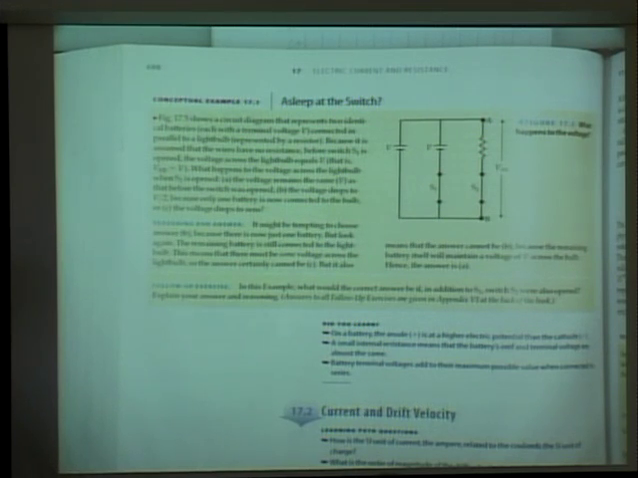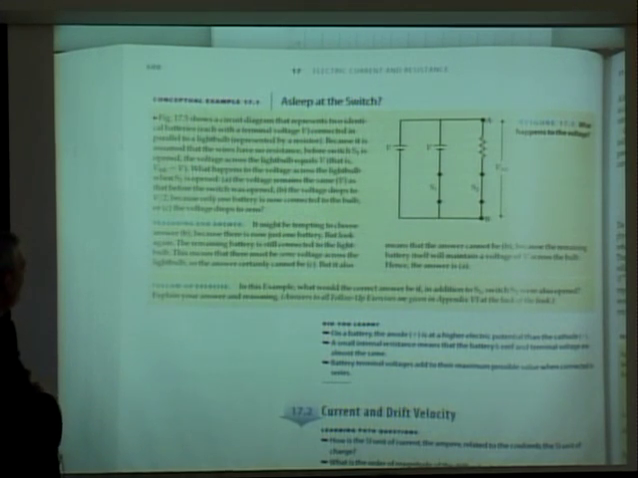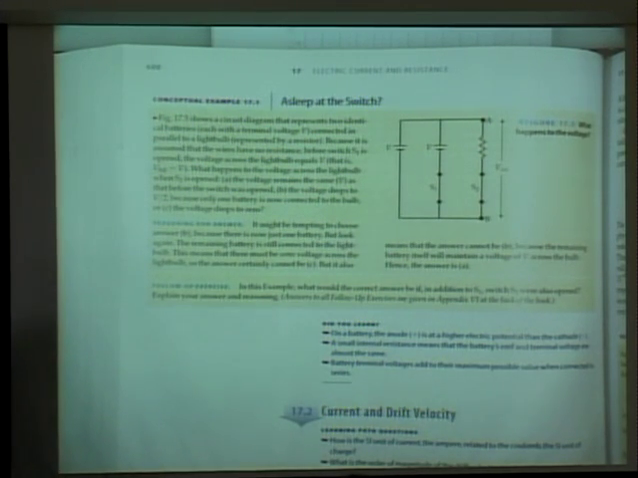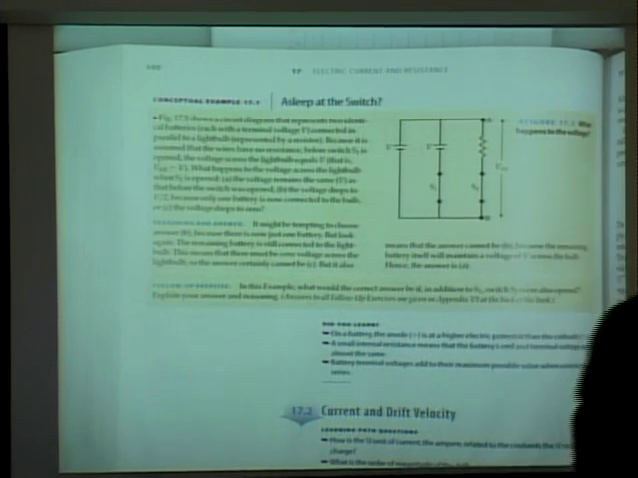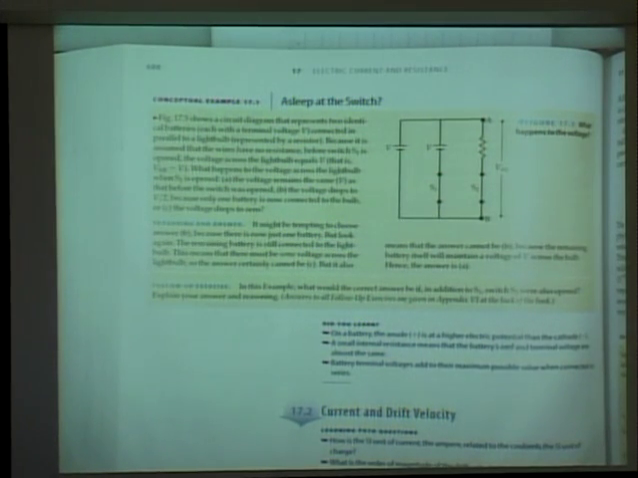I want you to put A, B, or C. Which one is it? Is it V? The answers are these. A, the voltage remains the same. B, the voltage drops to V over 2. Or C, the voltage drops to 0. Which is it? Any ideas? Anyone take a stab?